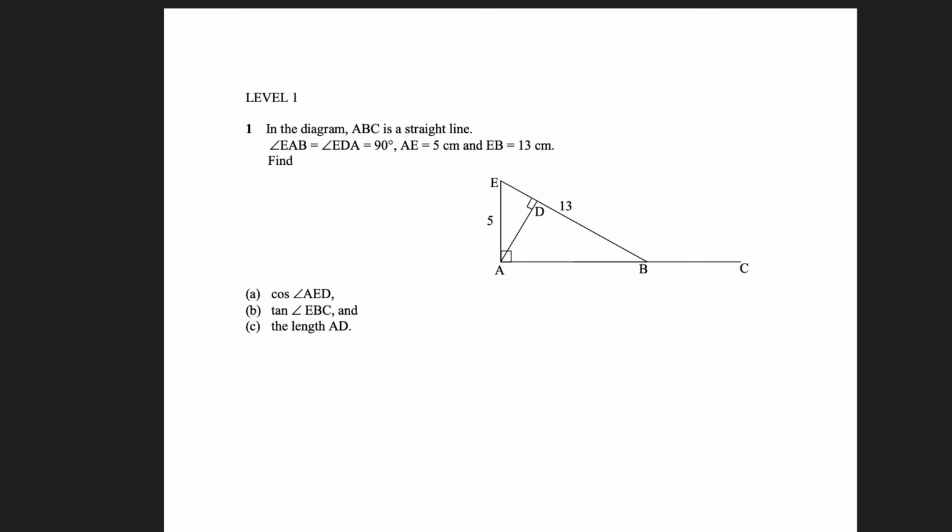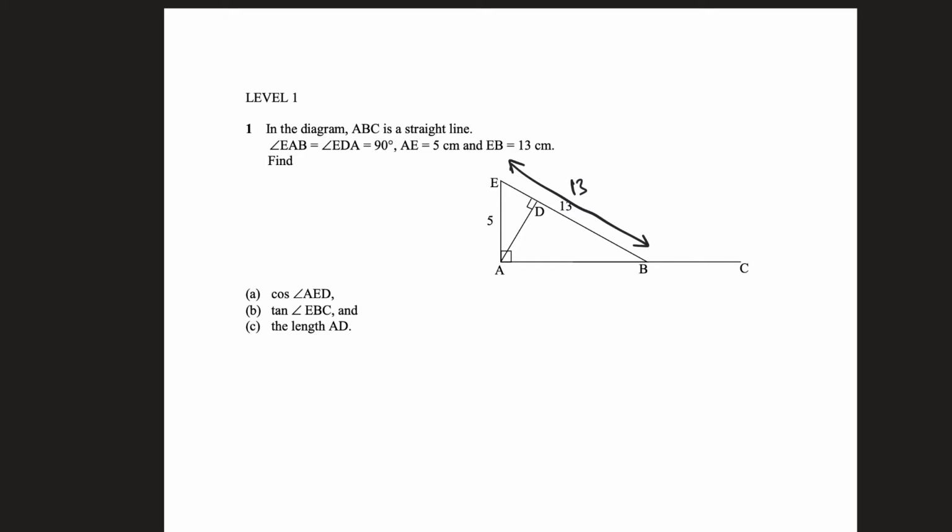Immediately when we see it, we see, okay, ABC is a straight line. And we see that EAB equals EDA, which is 90 degrees. The square means 90 degrees. AE is 5 cm, and EB is 13 cm. Immediately when I see this, I feel like I might think that DB is 13. I must read EB, then I know it's EB. So to prevent myself from getting confused, I'm just going to mark this as 13 cm. So it's clear to me, and I don't accidentally think that it's DB instead of EB.